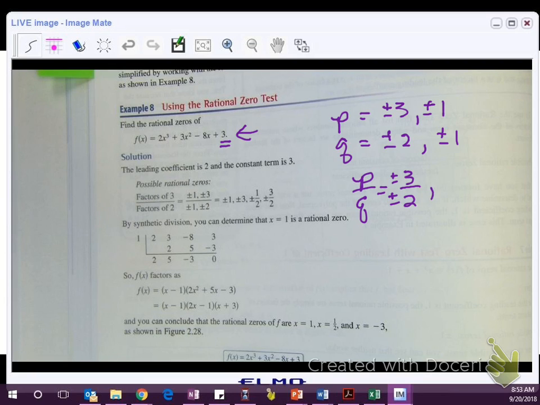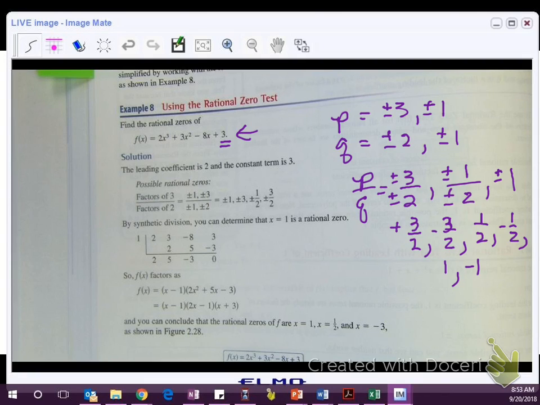Then we could have 1 over 2. So we could have plus or minus 1 over plus or minus 2. Right. And then we could have 1 over 1. So we can have plus or minus 1, which is 1 over 1. So either positive 3 halves or negative 3 halves. Positive 1 half or negative 1 half. Or positive 1 or negative 1. If there is a rational zero, it's one of those six numbers. So we don't have to try everything in the world. We just have to try those six.